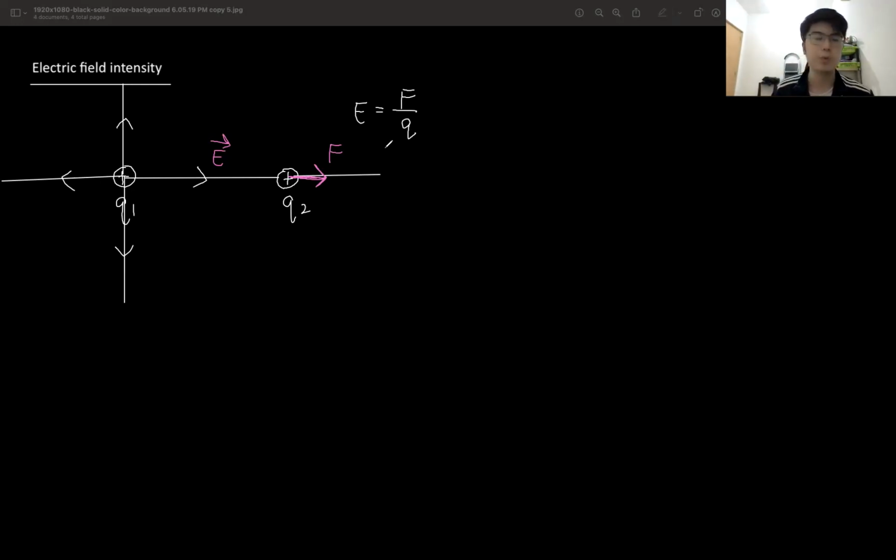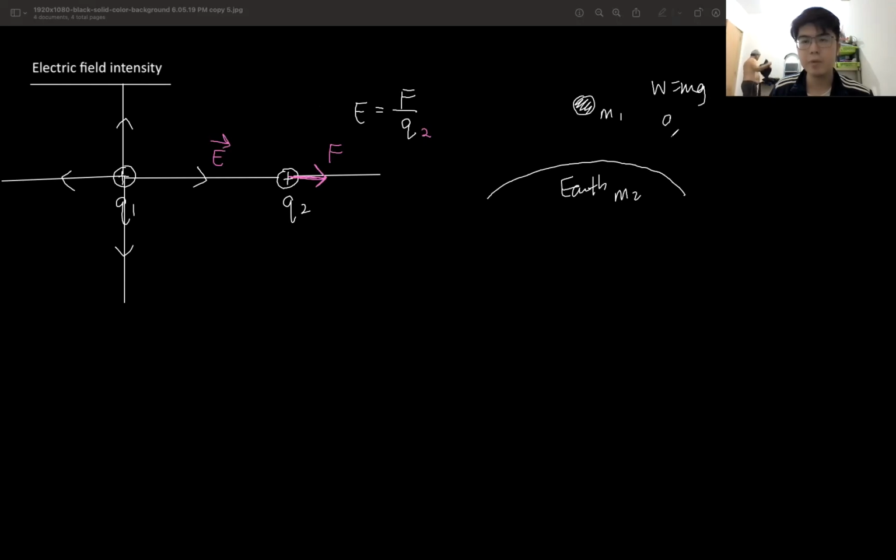So E equals F over Q, and which Q is this? Is it Q1 or Q2? Electric field equals force acting per unit coulomb. This is Q2, right? Just like your Earth-mass system. This is your mass m1, Earth is m2. W equals mg, so g equals W over m. The m is the m1, the mass of the object being placed in the field. Same here, the charge of the object being placed in the field, so it is Q2. Q1 we cannot see, it is very far.